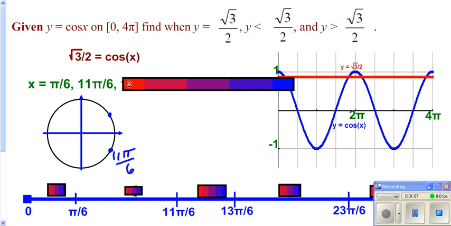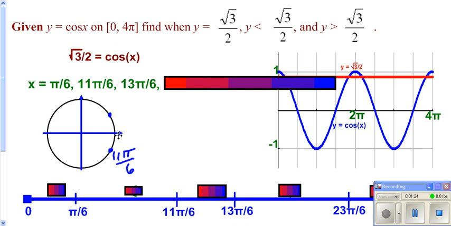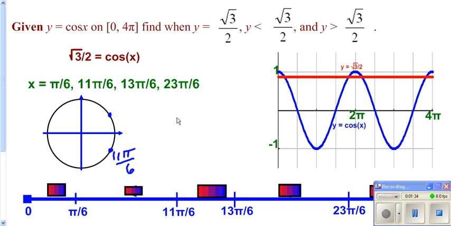And then notice up here it says between 0 and 4 pi, which is 2 revolutions around. So in other words, you'd want to go around once to 2 pi and then come back to here. So it'd be 2 pi plus pi over 6. And then you'd want to go around once, and then go around to your 11 pi over 6, which is 11 pi over 6 plus your 2 pi.